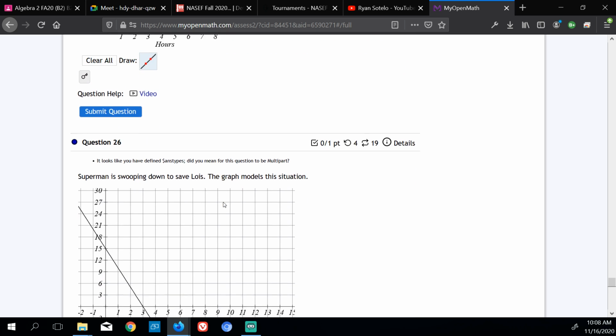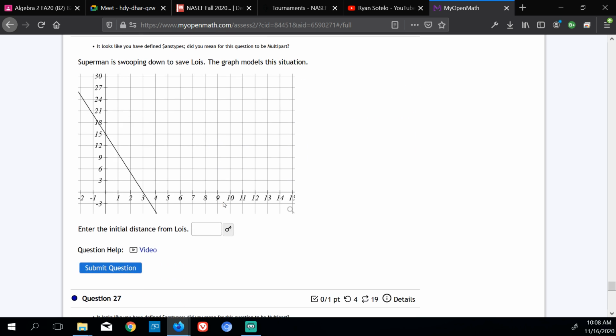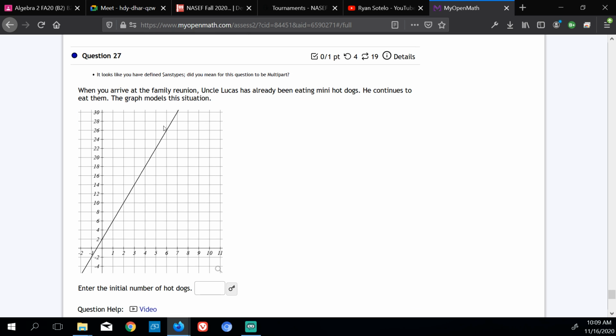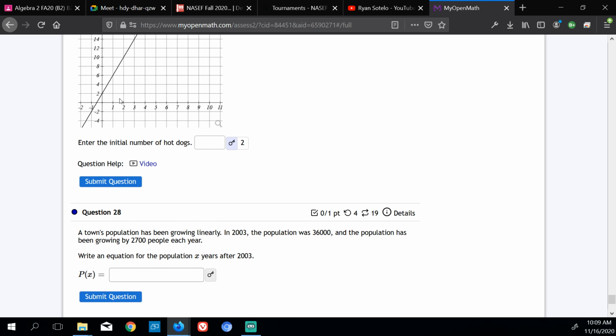I don't think I'm going to do it with that one. So the initial distance from Lois, Superman swooping to save Lois. So you put in a time of 0. So his initial distance will be 15. Initial number of hot dogs in this graph? 2. Yep. Yeah, that's the y-intercept.